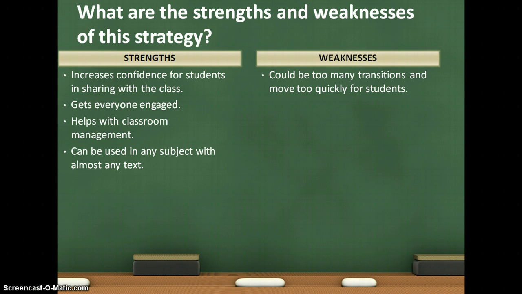One of the weaknesses of the Read, Write, Pair, Share strategy is that there's a lot going on. There could be too many transitions and move too quickly for students, especially younger students that don't handle transitions really well. In the article, Effective Strategies for Engaging Adult Learners from the Journal of College Teaching and Learning, it said that one of the most important parts of using a strategy is to make sure to give students ample time to write and to share.